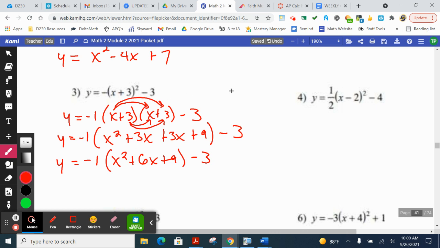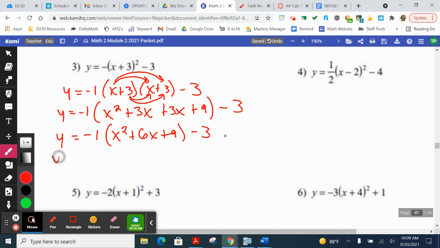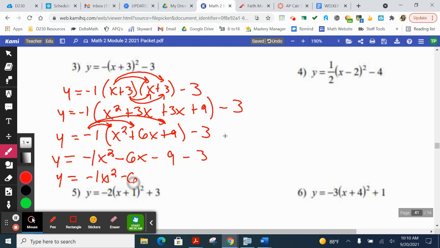So it's the same as the one we just did, except now this number that we would have had in front, in this case is a -1. Now we just have to distribute that. So now go through, distribute this. -1 times x squared is a -1x squared. The -1 times the 6 is a -6x. The -1 times a 9 is a -9. And then finally our little -3 there. Final answer, -1x squared minus a 6x.